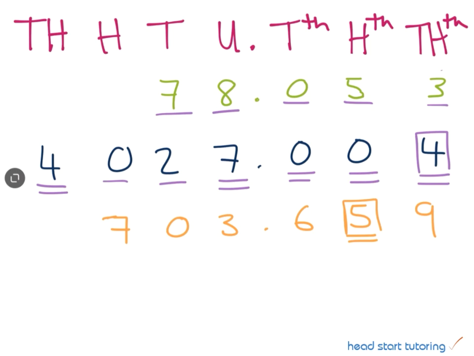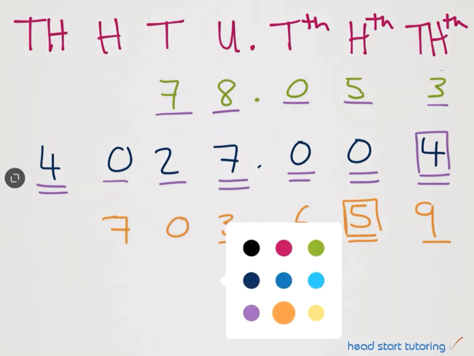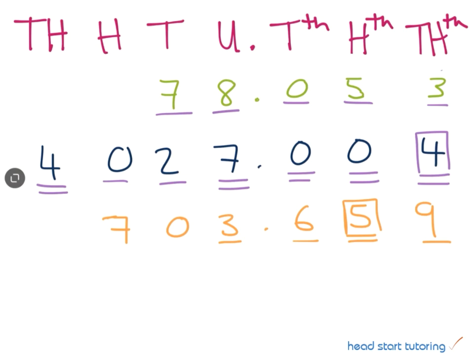The value of the 9 in this number is 9 thousandths, or 0.009. The value of the 6 is 6 tenths, or 0.6, or 6 over 10. And then we've got our 7 hundredths, our 0 tens, and 3 units. Right, so let's just have a look at the different numbers that we have.